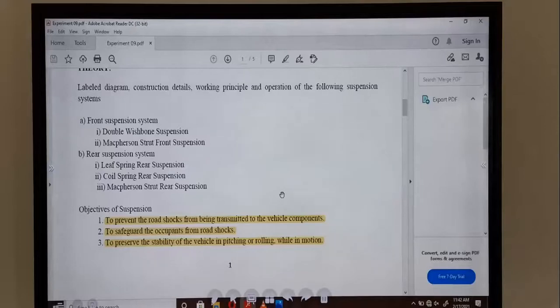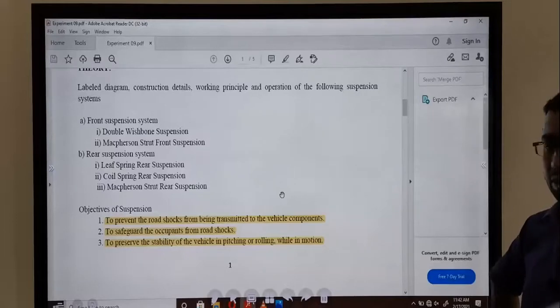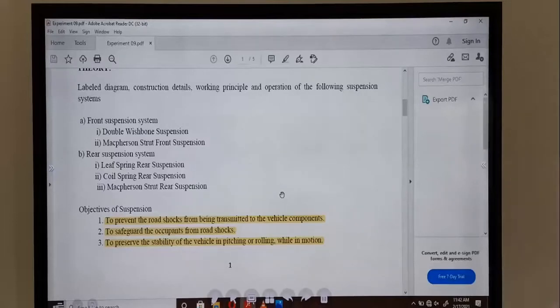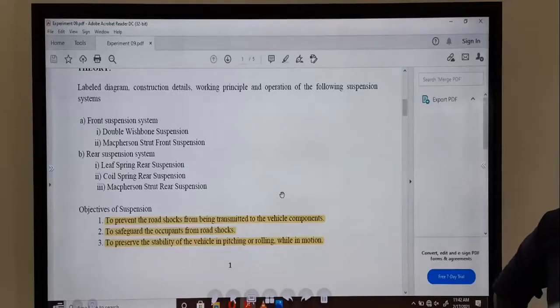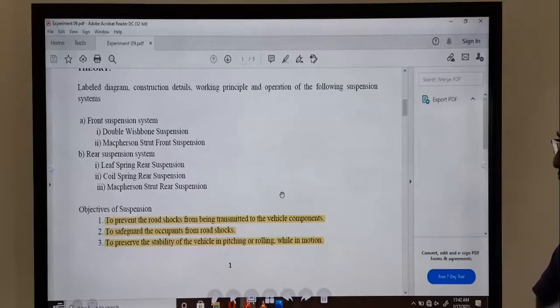So first, what are the objectives of suspension? Here there are three main objectives mentioned. First, prevent the road shocks from being transmitted to the vehicle components, so it saves the vehicle components from the road shock. The second, safeguard the occupants from the road shocks. The occupants means the driver or passengers. It also gives safeguard to the occupants.